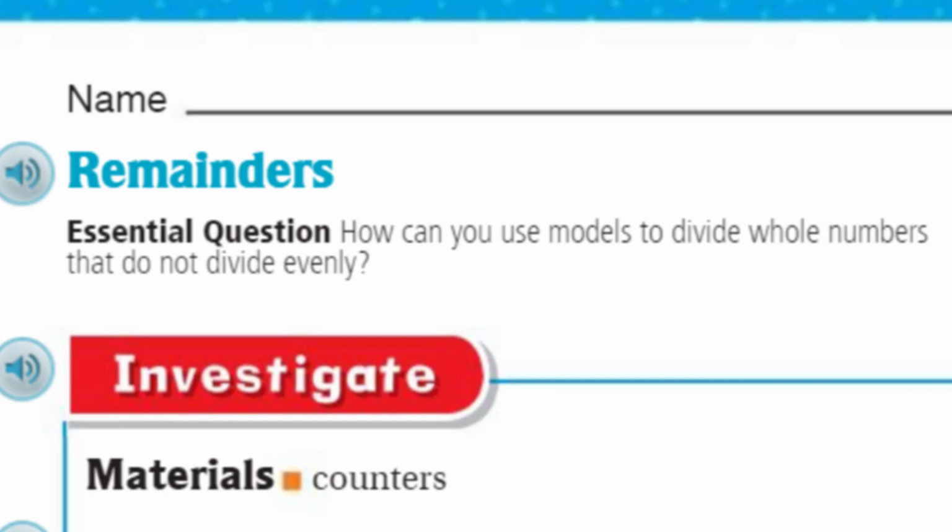Okay, as you can see, this is an investigate and materials. Hopefully you have some counters out if you want to do this lesson with me. I'll have some counters too. Electronic, yes, in the virtual world of where I'm recording this video. So let's take a look at the problem.